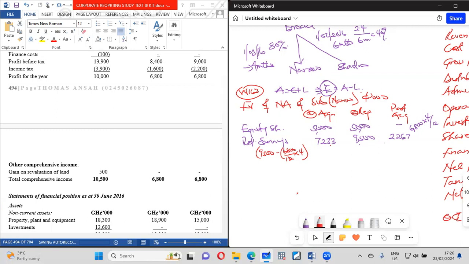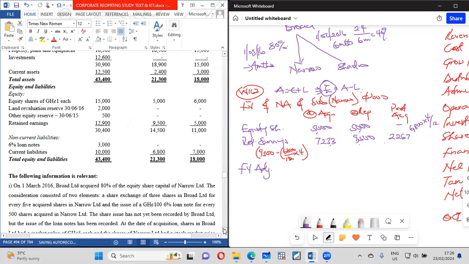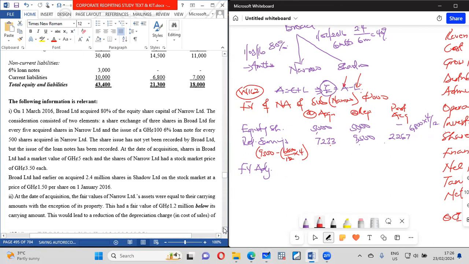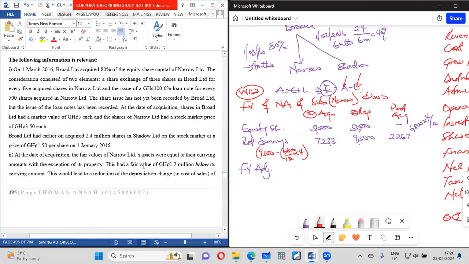Aside from this, there were some adjustments. So I'm going to change the ink. All right. So fair value adjustment. We were told that at the date of acquisition, there were fair value adjustments. Now, I've told you that the fair value adjustment can be on an asset, it can be on a liability. So don't always think it's about an asset. Learn the dynamics well from the basic video. So the fair value adjustment, they said that at the date of the acquisition, there was a value.